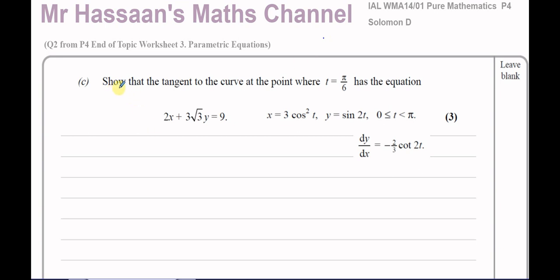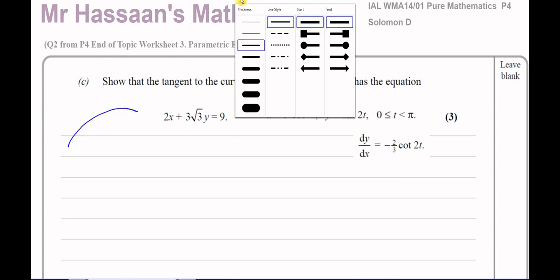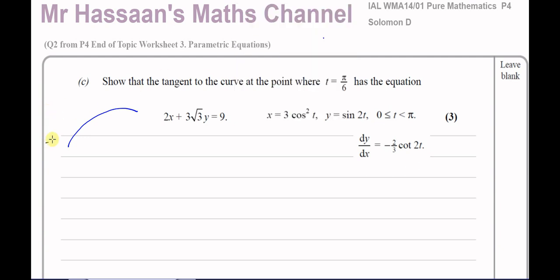So here it says, show that the tangent to the curve at the point where t equals pi over 6 has this equation, 2x plus 3 root 3y equals 9. Now, the tangent to a curve is basically a straight line, which has the same gradient as the curve at the point at which it touches the curve. So that would be a point, for example, where this line is a tangent to this curve. I'm not saying this is the same curve that we have here. I'm just giving you an example. That's a tangent to a curve.